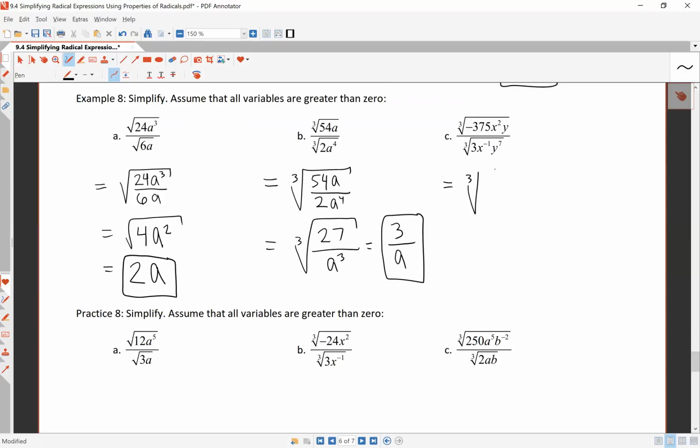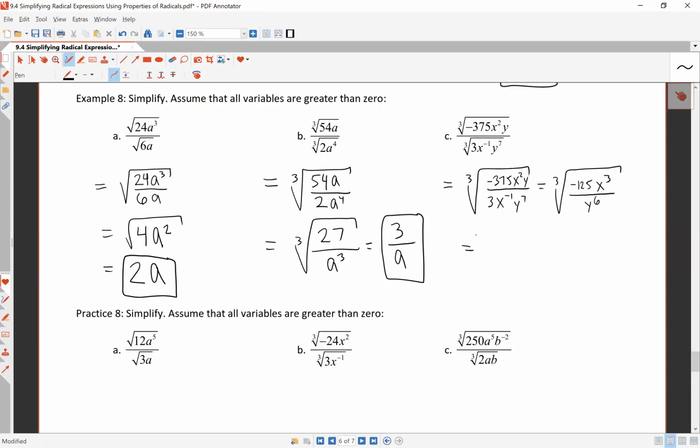Letter C, we put everything under the same cube root. Negative 375x squared y divided by 3x to the negative 1 y to the 7th. 3 goes into negative 375 negative 125 times. The x to the negative 1 goes to the top and makes an x cubed. And the y over y to the 7th becomes y to the 6th.